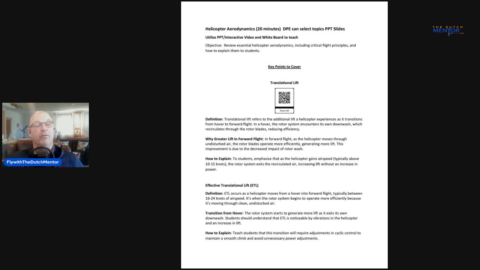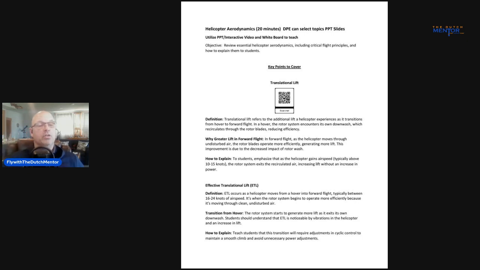Why greater lift in forward flight? In forward flight, the helicopter moves through the undisturbed air and the rotor blades operate more efficiently, generating more lift. This improvement is due to the decreased impact of the rotor wash on both the main rotor and the tail rotor, right? Everything becomes more effective as we go through that process.